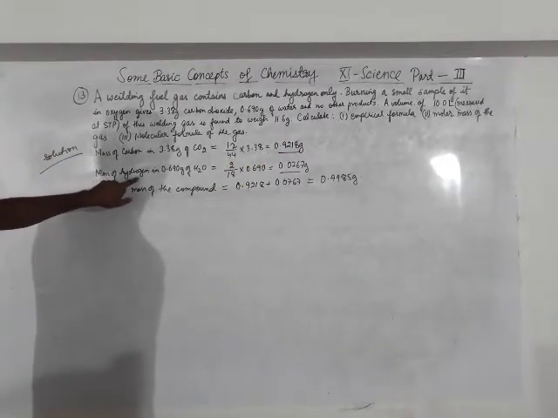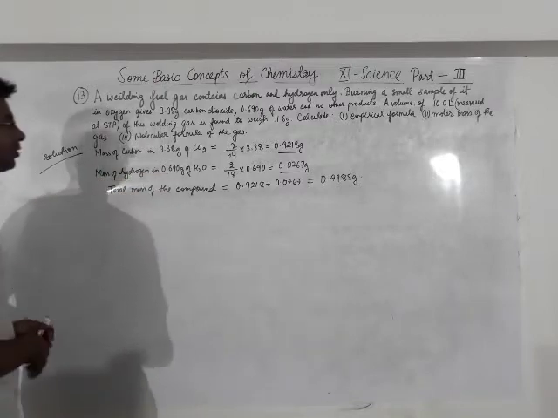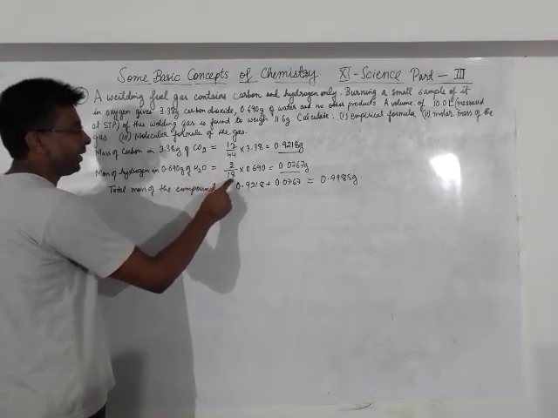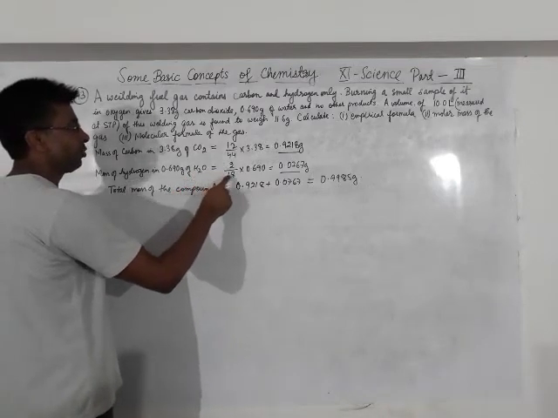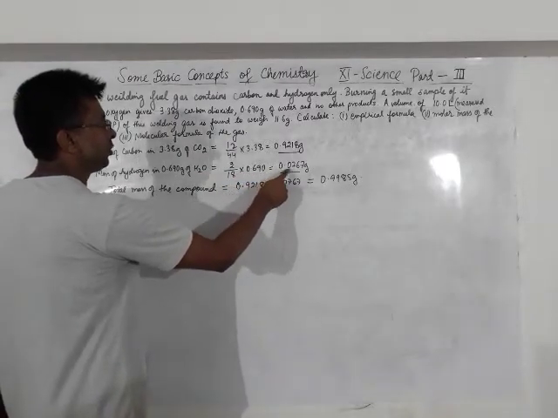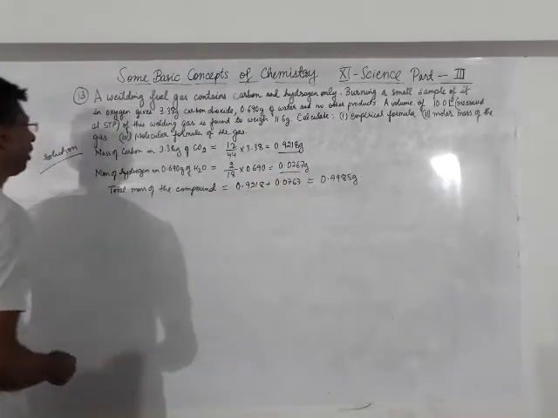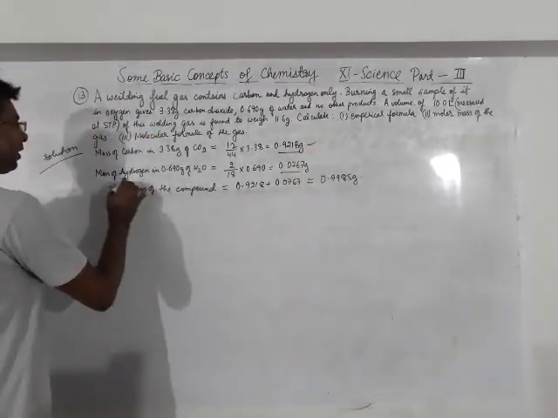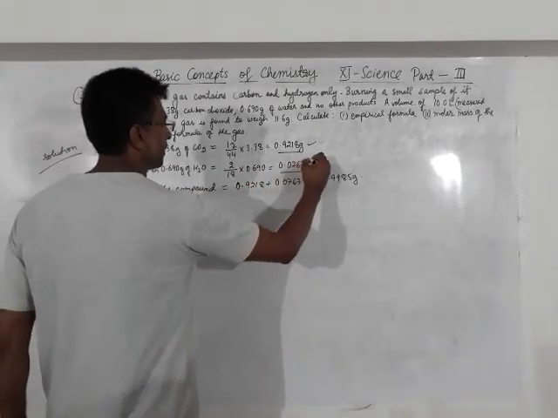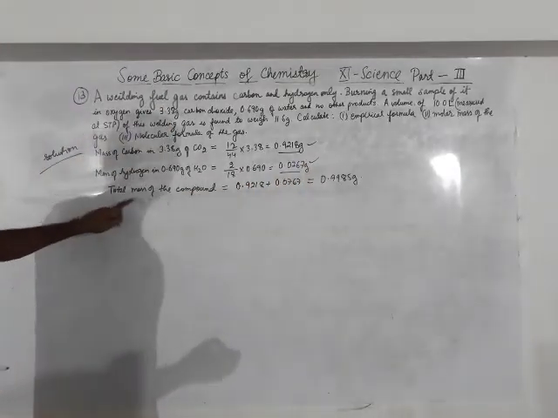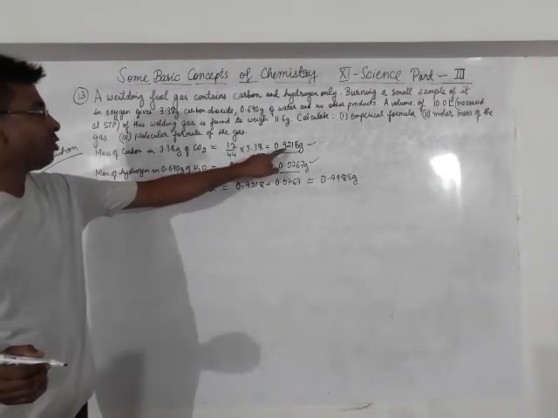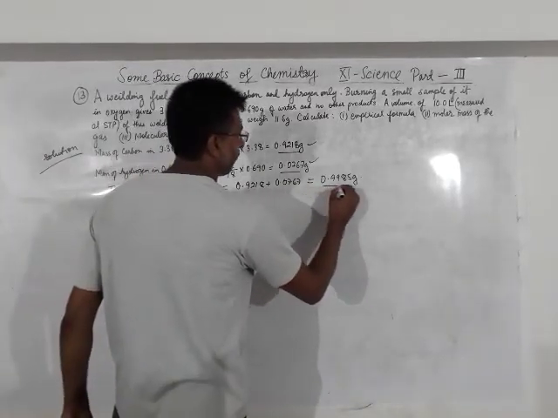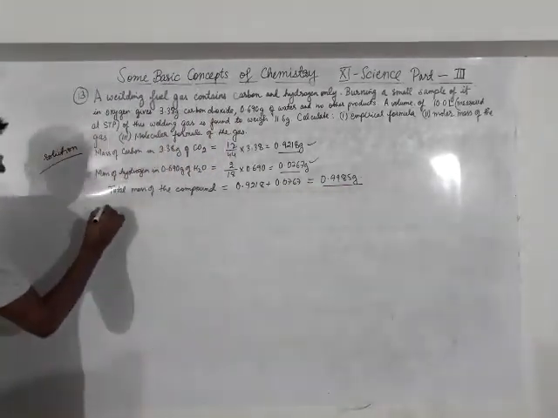Similarly, the mass of hydrogen in 0.690 gram of water: in water there are two hydrogen atoms, so 2 by 18, where 18 is the molecular mass of water. So 2 by 18 into 0.690 gives us 0.0767 grams. So now we know the mass of carbon is 0.9218 grams, and the mass of hydrogen is 0.0767 grams. From this you can get the total mass of the compound by adding them, so it comes to 0.9985 grams.